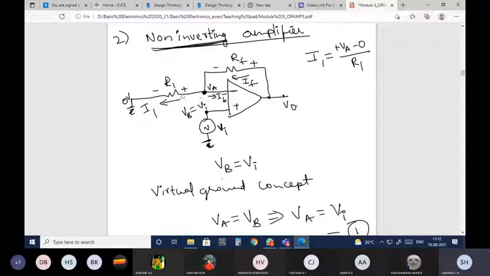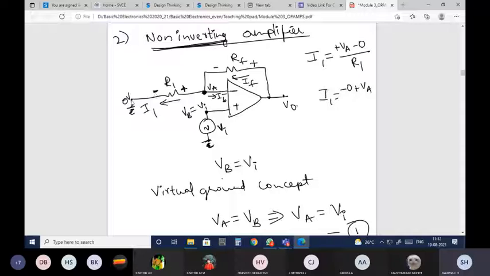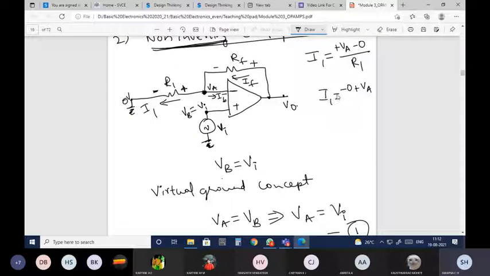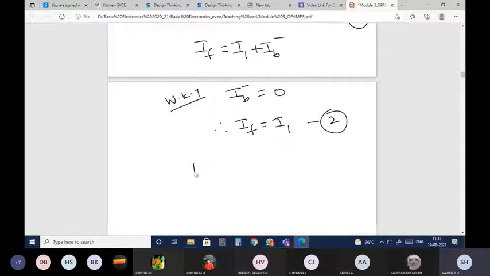Or if you have any doubt, I1 is nothing but this voltage and this voltage. So minus 0 plus VA. This positive sign corresponds to this node voltage and this negative sign corresponds to this node voltage. So I1 is equal to minus 0 plus VA divided by R1. Both will yield you the same equation. So finally, your I1 is nothing but VA by R1.